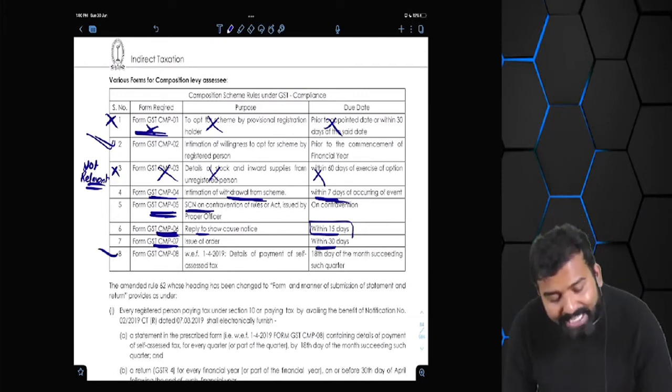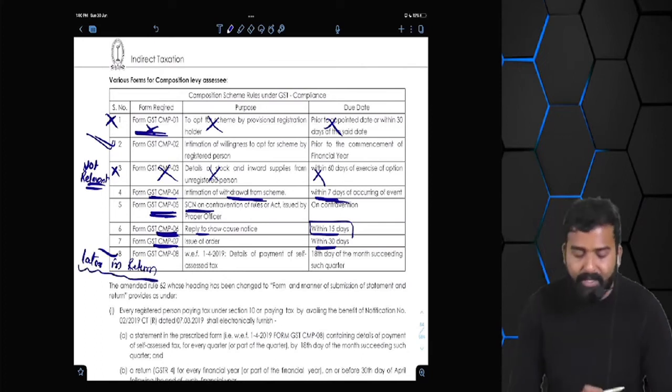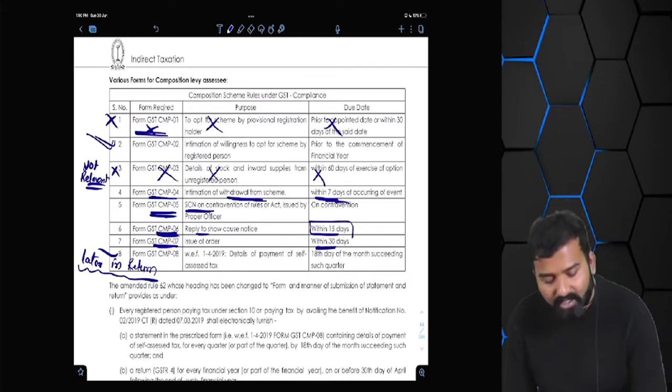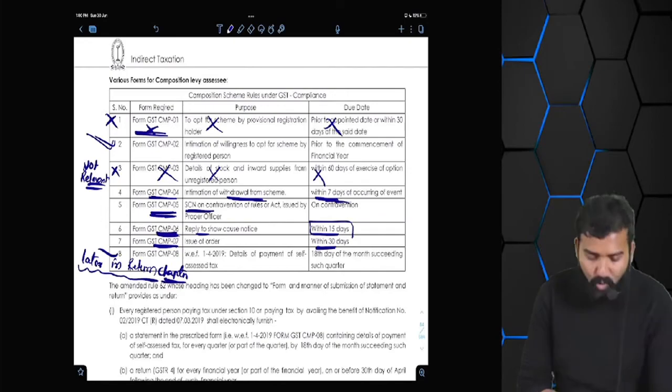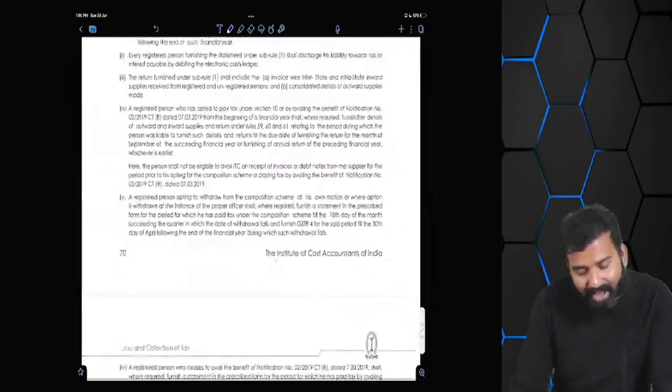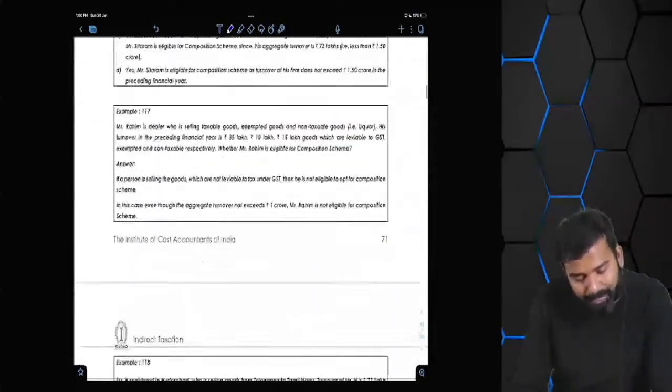And we will cover CMP 08 later in the return chapter. CMP 08 is basically covered in the return chapter. This form we will cover later in the return chapter, that what is CMP 08. So these all are the forms that you have to cover. And with this, we are covering the composition scheme.